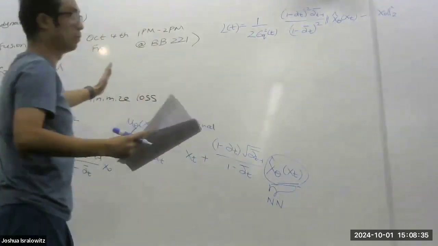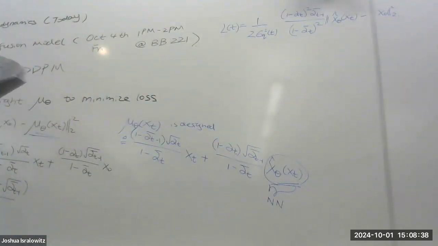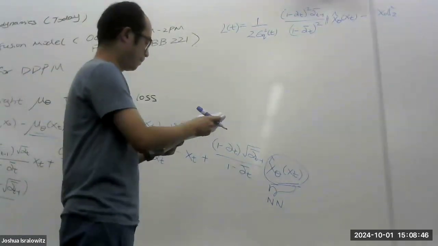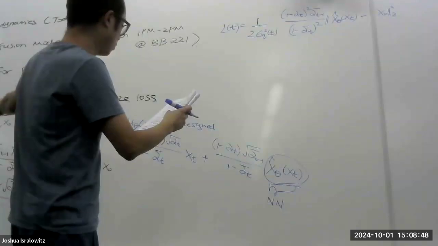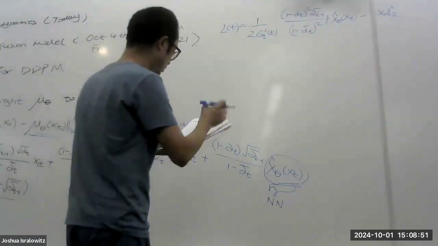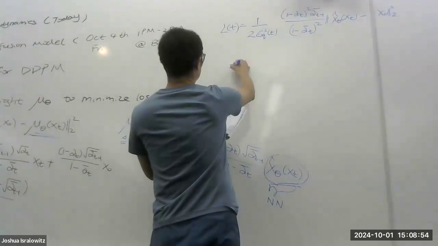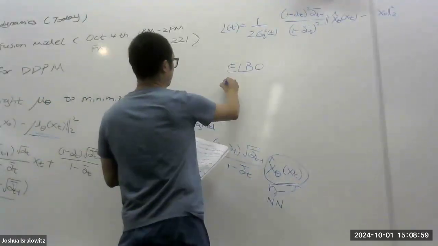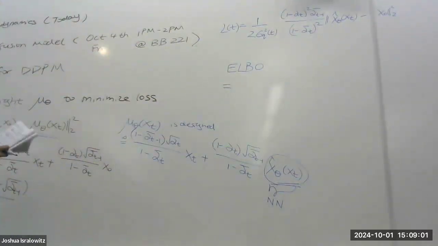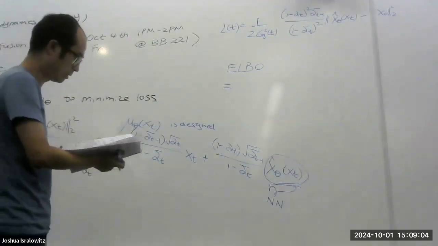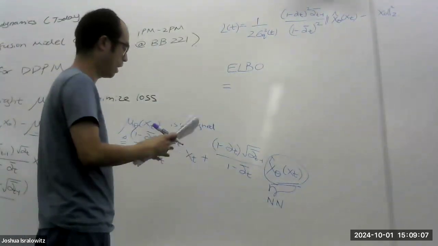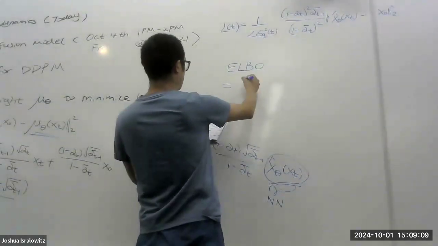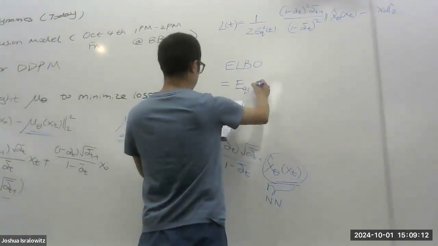And your t can move from 1 to capital T, right? And that's why you need to sum them together, right? So if you go back to my ELBO, and forget the prior matching term, which is constant, what is actually changing is this following.